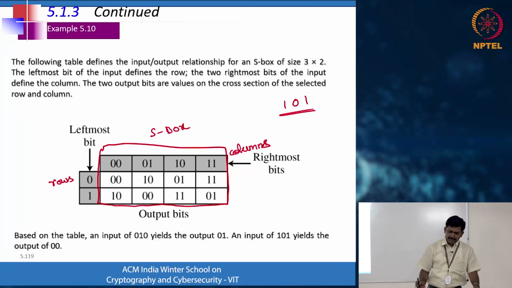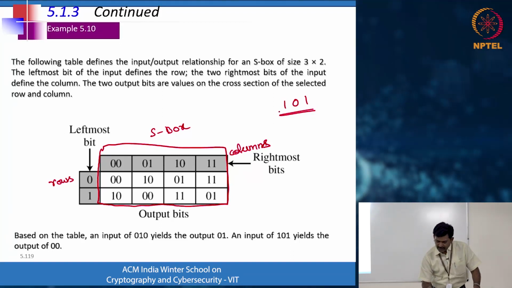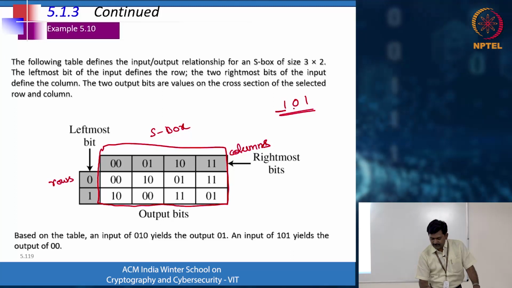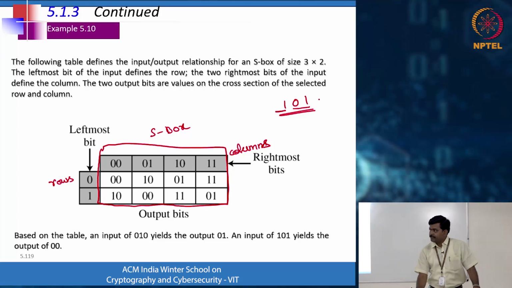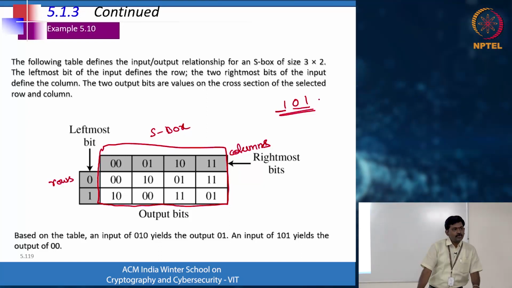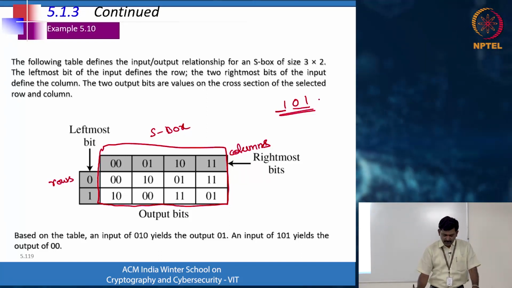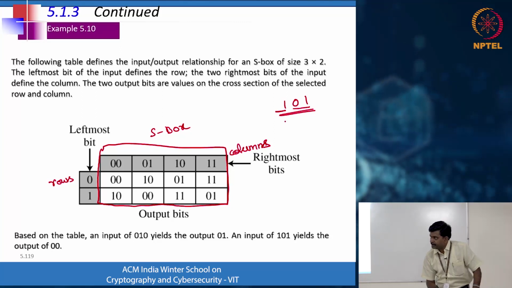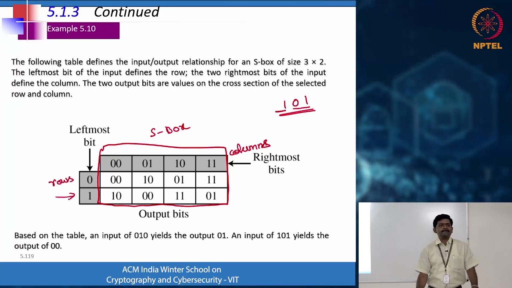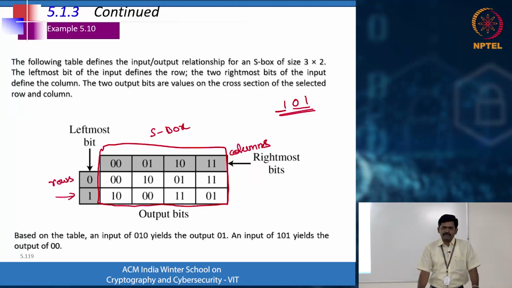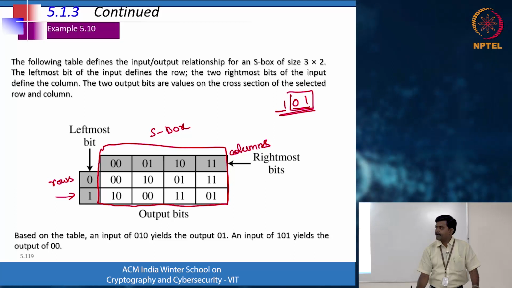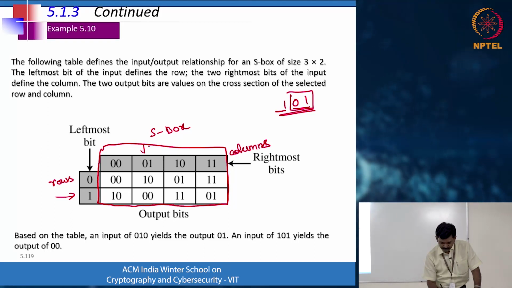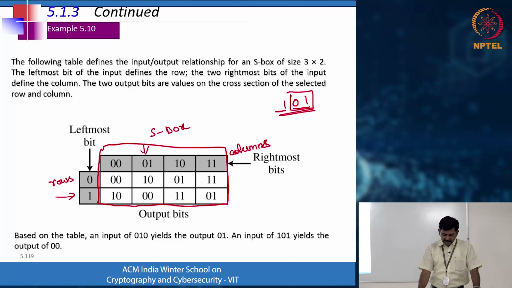Now, if you notice this, your leftmost bit is what? 1. The remaining bits are 0, 1. Your leftmost one indicates which row you should pick. What are the rows? You have 0, 1. So the leftmost bit is 1. So which row should I pick? The second row. Right? And what are the remaining bits? 0, 1. Right? What is the 0, 1 column? What is the corresponding value?